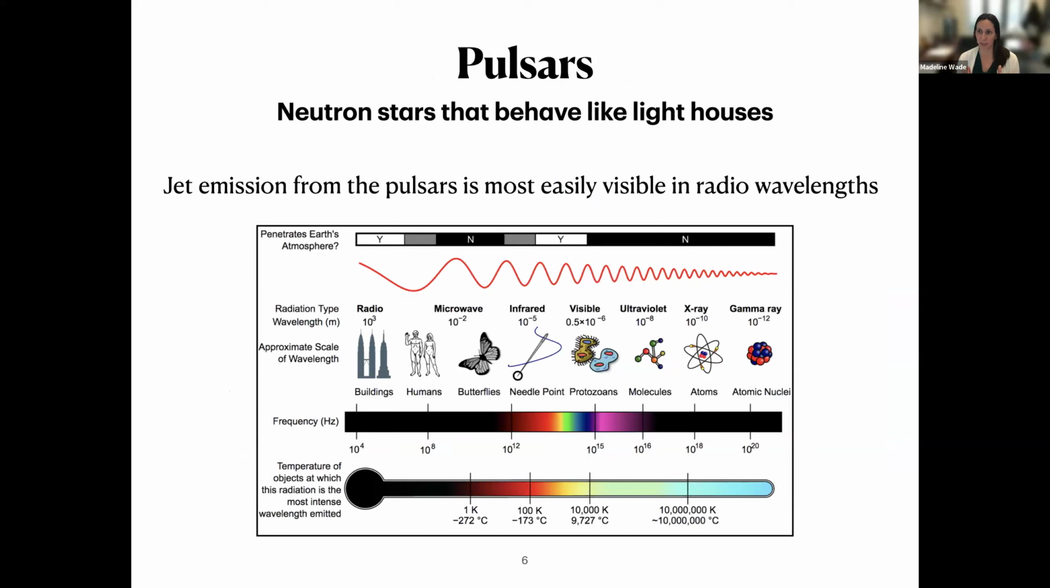The type of neutron star that is emitting this light out of their poles and spinning rapidly, these neutron stars are known as pulsars. Or said more simply, neutron stars that behave like lighthouses. Those are the ones we call pulsars.